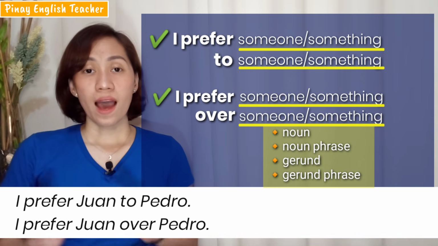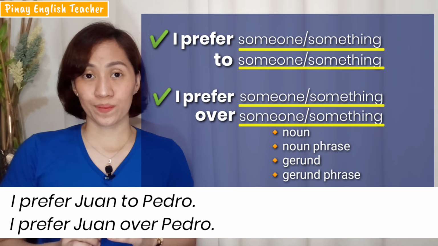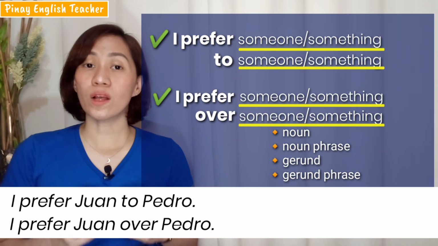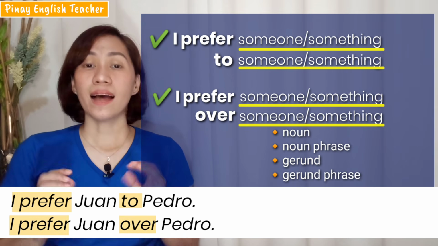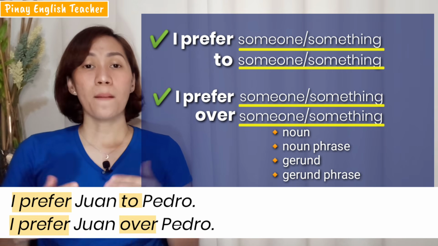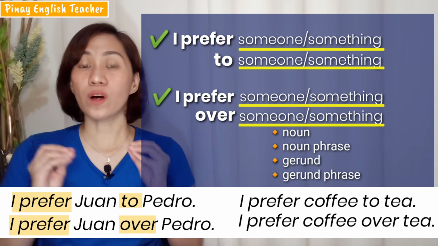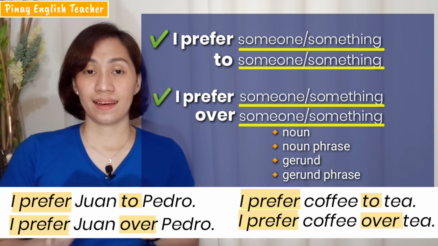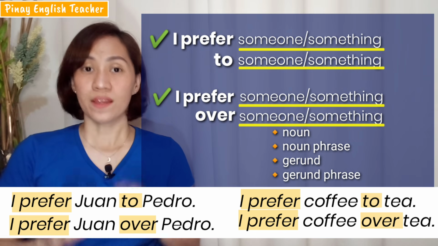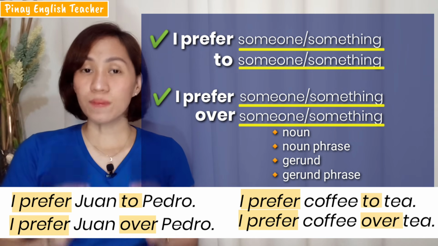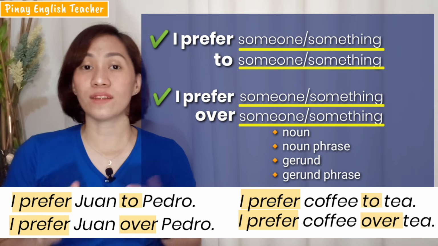For example, I prefer Juan to Pedro. Or, I prefer Juan over Pedro. They are exactly the same. Ang ibig sabihin niyan in Filipino is, mas gusto ko si Juan kaysa kay Pedro. I prefer coffee to tea. Or, I prefer coffee over tea. They have the same meaning. Ang ibig sabihin niyan in Filipino is, mas gusto ko ang kape kaysa sa tsaa.